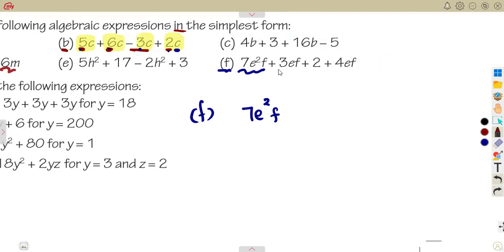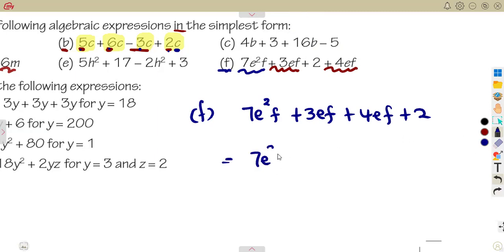But if we consider 3EF and 4EF, these are of the same exponent. So these are like terms. So we're going to add 3EF and 4EF, these like terms, plus 2. All right, so let's see what you're going to have. The 7e squared f, remember, is not common to these two because of this exponent of 2. But these two can be added.